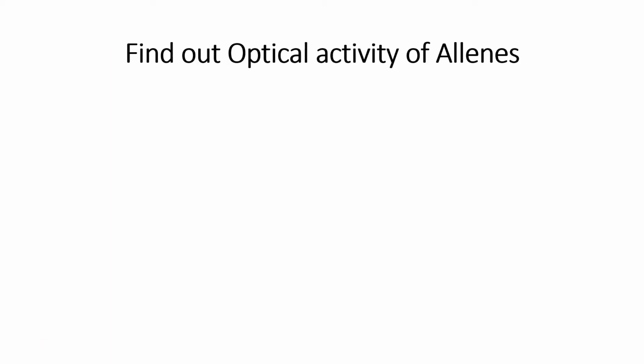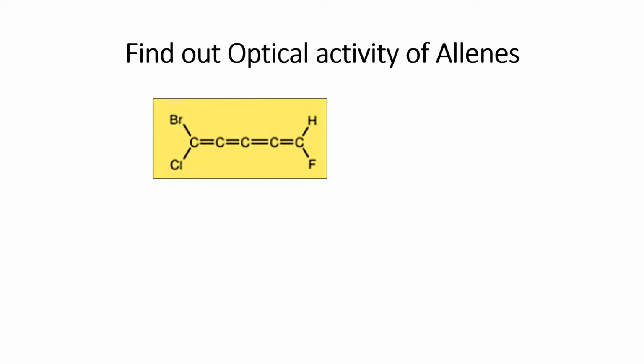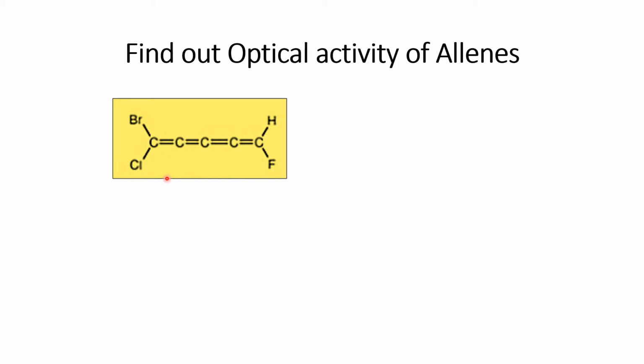And how do we find out the optical activity of allenes? Already I said two tricks. Here you are going to try it. These are all the compounds. See how many double bonds are there? 1, 2, 3, 4. Four double bonds are there. So it is an even number of double bonds. The substituents are also good, different substituents are there. So I'll write a tick mark here. Even number of double bonds and different substituents, so this is optically active.